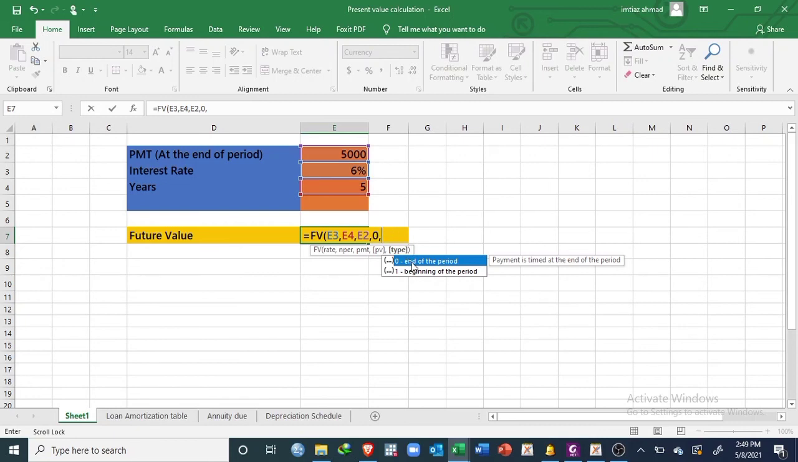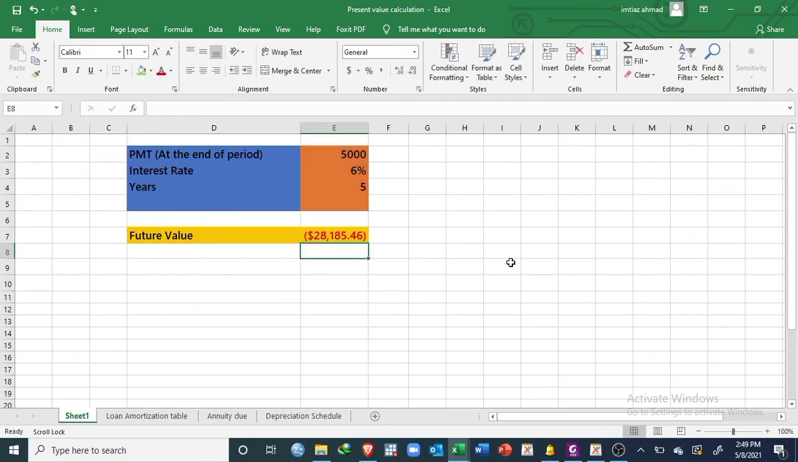Double click on this option, then formula is completed. Press enter button, and you will find the future value of this periodically payment.